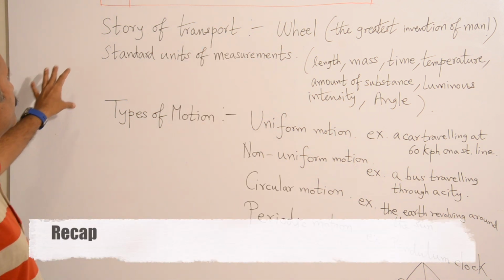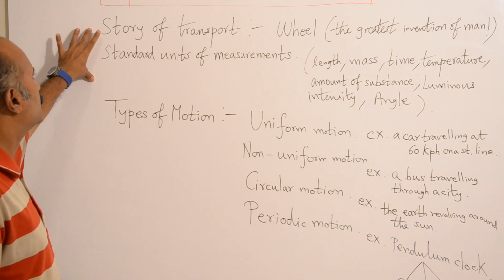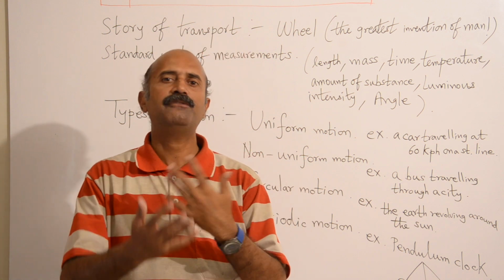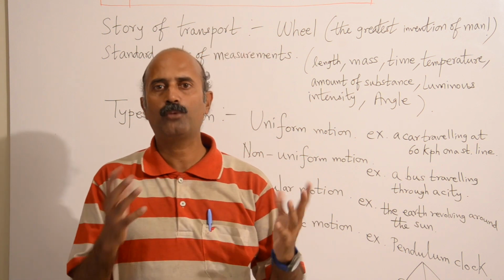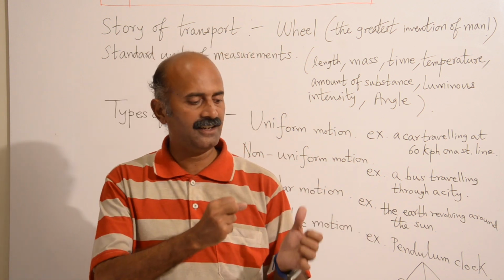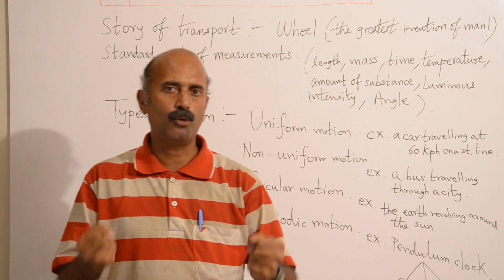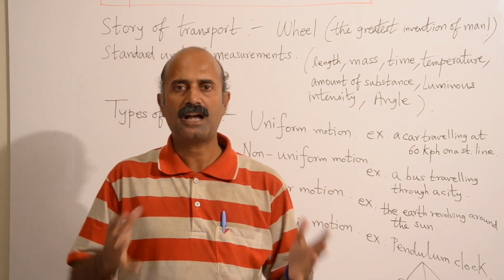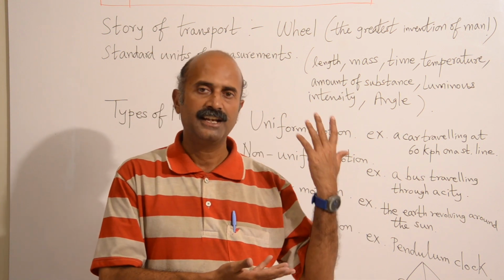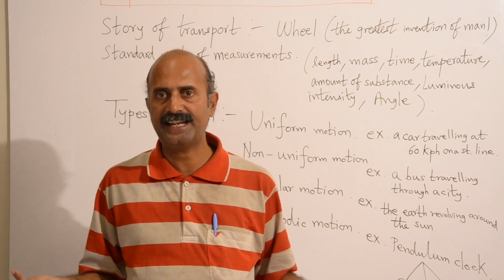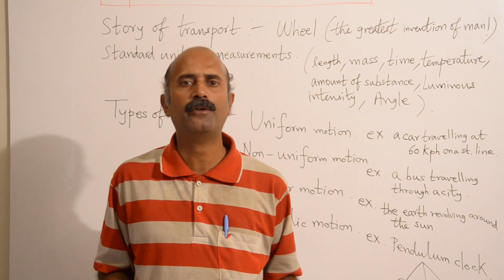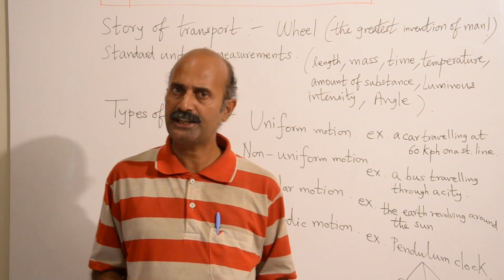Let me recap this chapter: motion and measurements of distances. The story of transport is, earlier man used to just walk on foot. Then he invented the wheel, and with the wheel he invented bullock carts, horse carriages, camel carriages, and various other things. And then he invented mechanical modes of transport like bicycles, cars, trains, trucks and lorries, even space age rockets, aeroplanes, jumbo jets, even ships, submarines. So we have the most advanced form of transport nowadays in the 21st century.